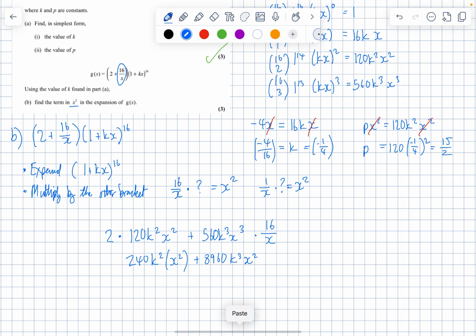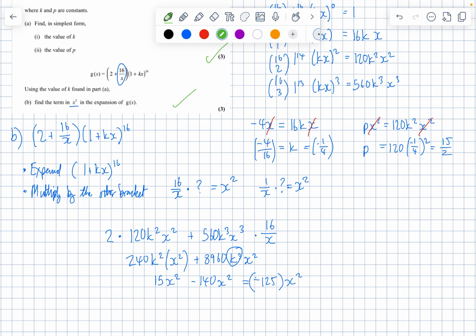Now remember, we know what k is. k is minus a quarter, so that gives me 15x squared, and because k cubed, and now k is negative, that means we get a minus 140x squared, and that's equal to minus 125x squared, and that's part B taken care of.